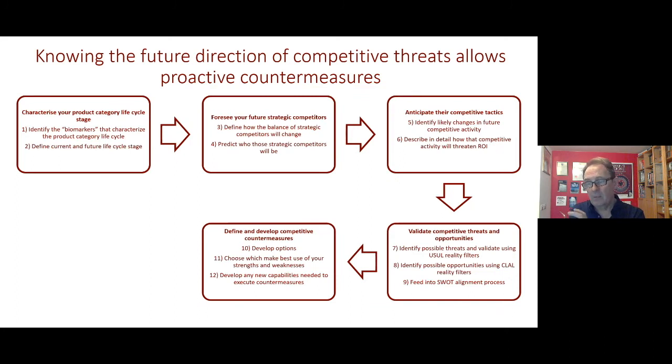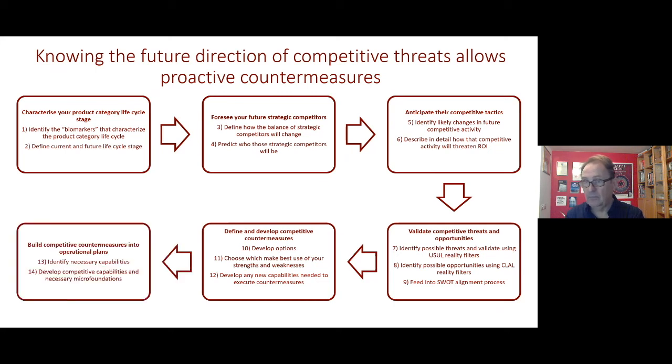Knowing what your validated competitive threats and opportunities are allows you to develop countermeasures in advance. This is important because strong countermeasures to competitive activity usually require you to develop some new capabilities that you may not have. It's important to stress that, because what I usually say in my research is that a large part of the reason why companies fail to counter competitive threats is because they haven't anticipated them, and having not anticipated them, they haven't developed the capabilities to counter them.